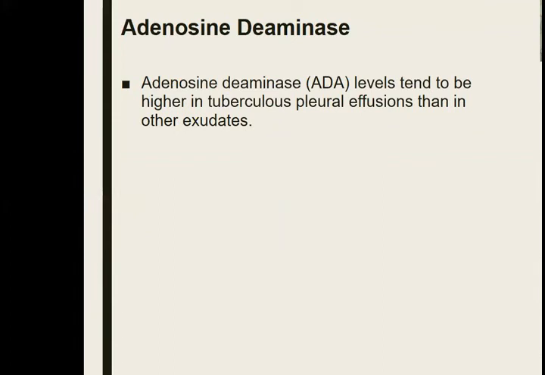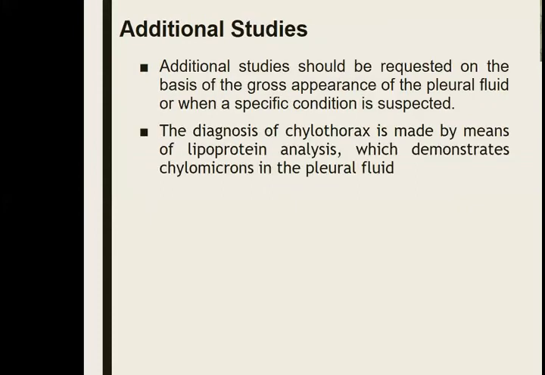Another test which is done particularly to diagnose TB is adenosine deaminase, which is very high, more than 50 units per ml. That indicates that it is a TB pleural effusion. But in our setup, it's not very useful. Sometimes additional studies can be requested depending upon the physical appearance. For instance, if you find a milky fluid, you can ask for triglyceride and cholesterol to differentiate whether it's a chylothorax or a pseudochylothorax.